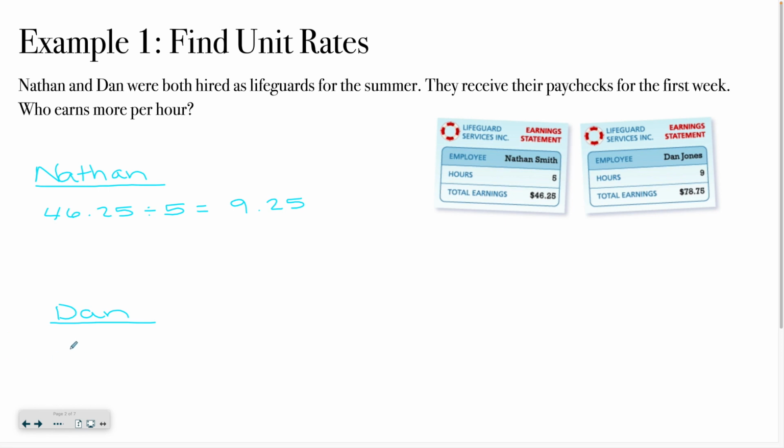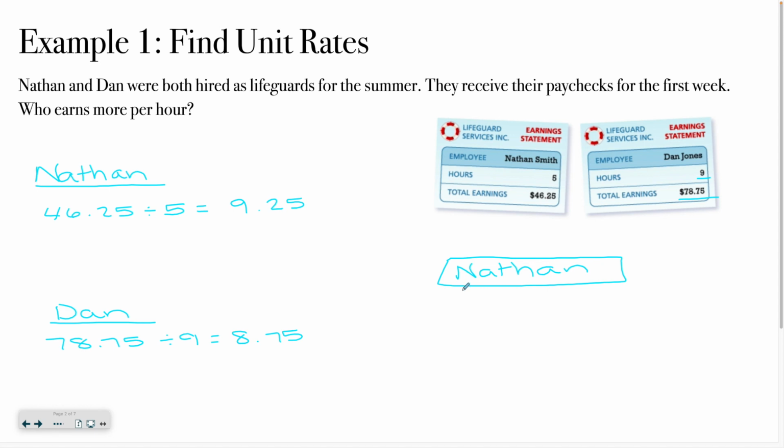Now for Dan, I'm going to do the same thing. I'm going to take his total earnings, 78.75, and divide by 9, because that's the total number of hours that he has worked. So 78.75 divided by 9. If I do that on my calculator, I'm left with 8.75. Now I know how much each person earned per hour, and the question is who earns more per hour? Well, that would be Nathan, because he earns $9.25 and Dan only earns $8.75. So my answer would be Nathan.